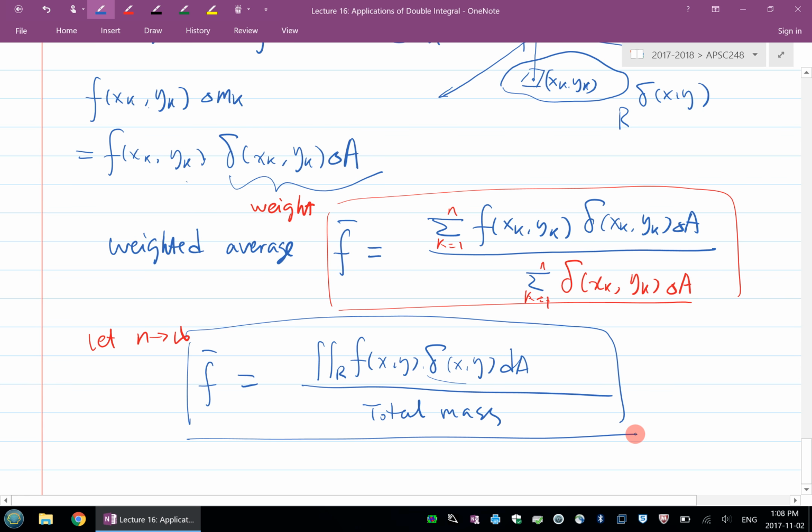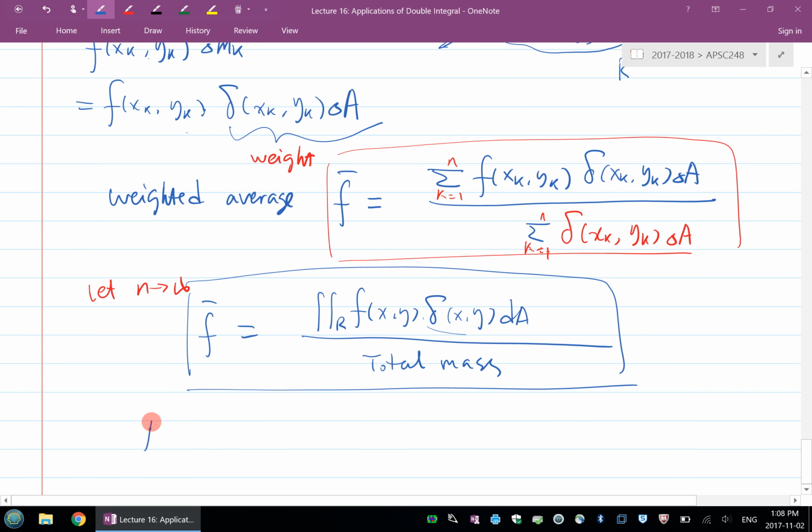If you look at this formula here, and then if you let delta equal to 1, what does this formula become? Yeah, it'll become the number 3, right? Basically the average value of the function f. Okay, that's good.